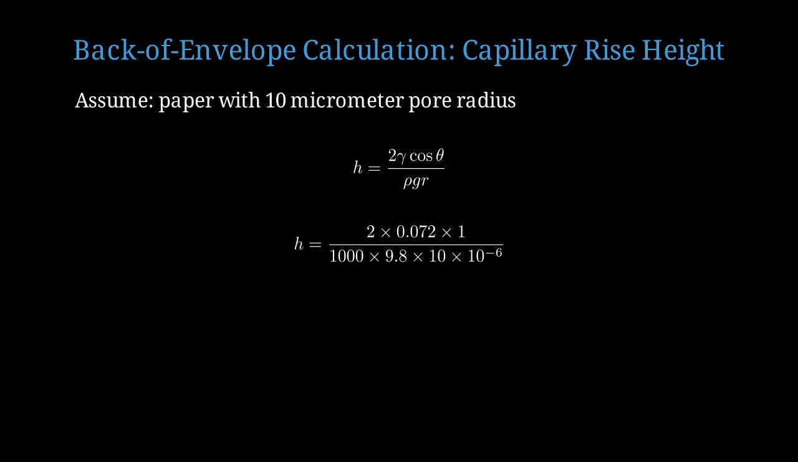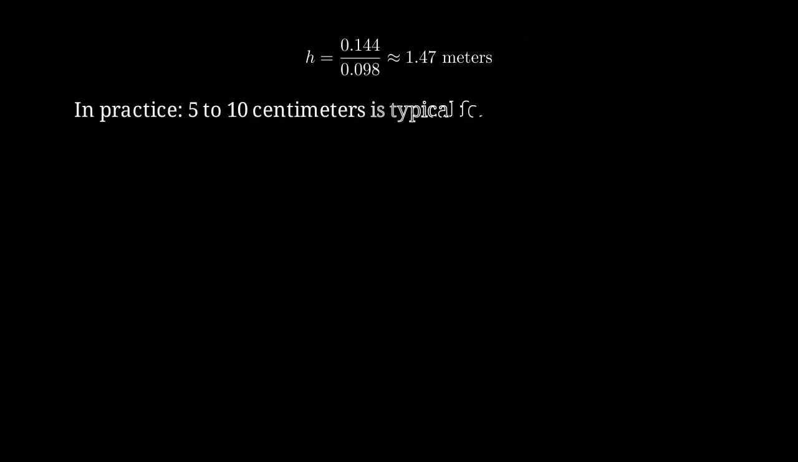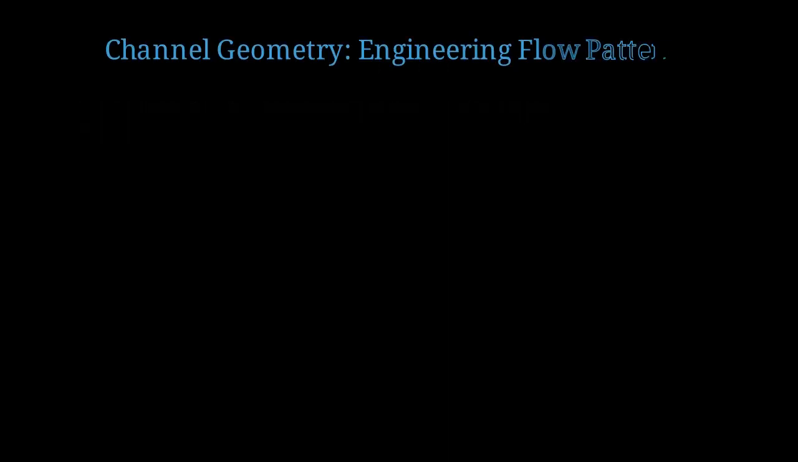Plugging in the numbers, h equals 2 times 0.07, times 1, divided by 1,000 times 9.8, times 10 to the negative 6. This gives us 0.144 divided by 0.098, which equals approximately 1.47 meters. Water can theoretically rise almost 1.5 meters in a 10 micrometer pore. In practice, due to irregular pore structures and evaporation, paper-based devices typically achieve flow distances of 5 to 10 centimeters, which is still remarkable. Now let's explore how we can engineer specific flow patterns by controlling channel geometry.